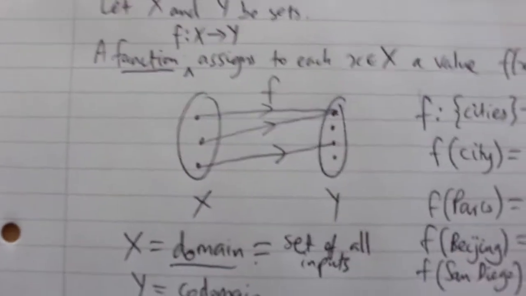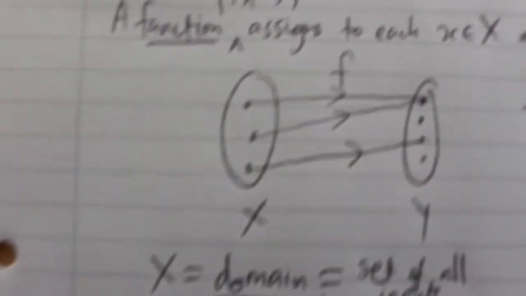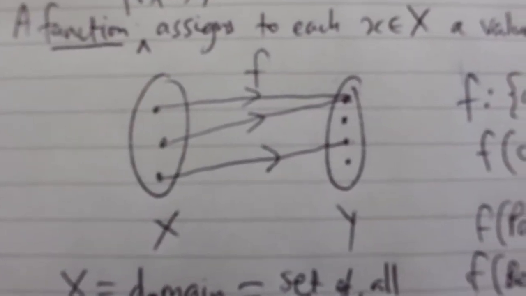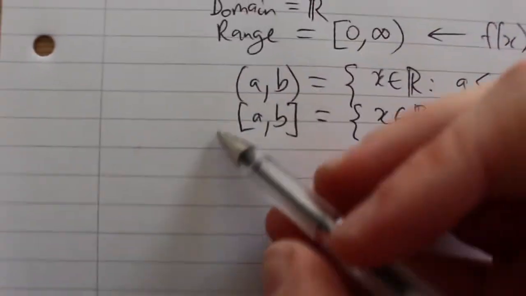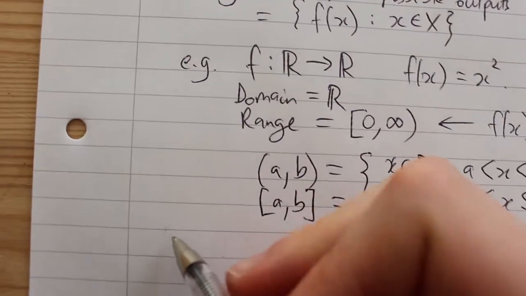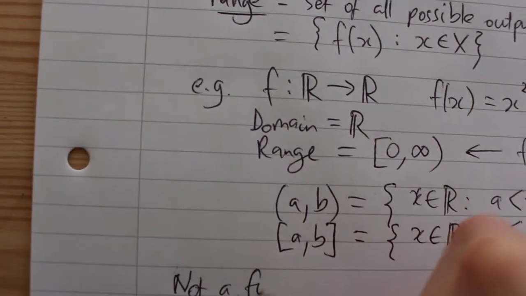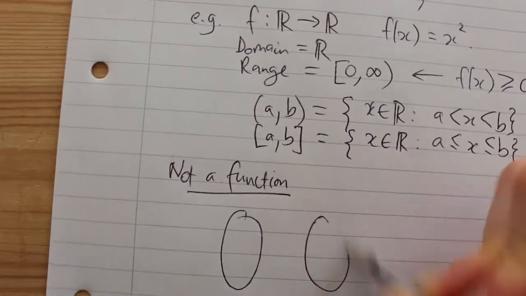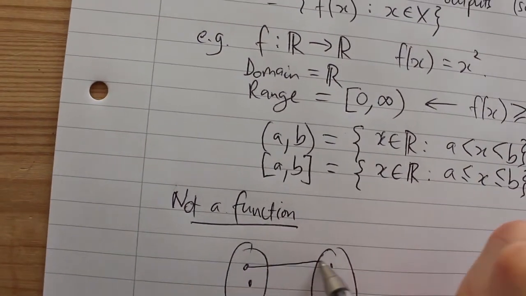Just coming back to this mapping diagram, we can have a couple of different things that happen with diagrams like this. Obviously, it's only practical to represent sets in this way if they have a small finite number of elements. But just to illustrate an example of something that is not a function, let's consider something like this.